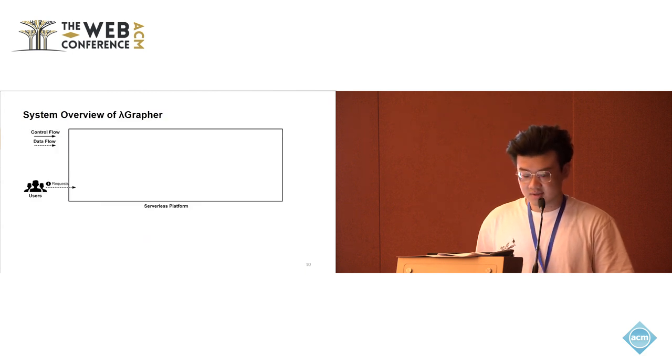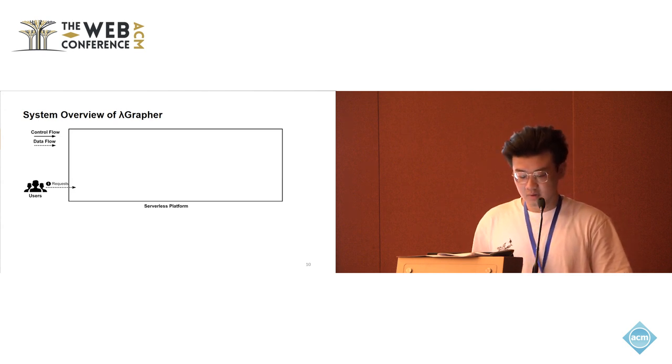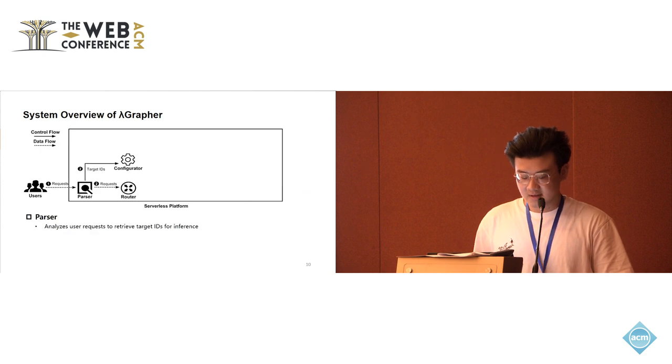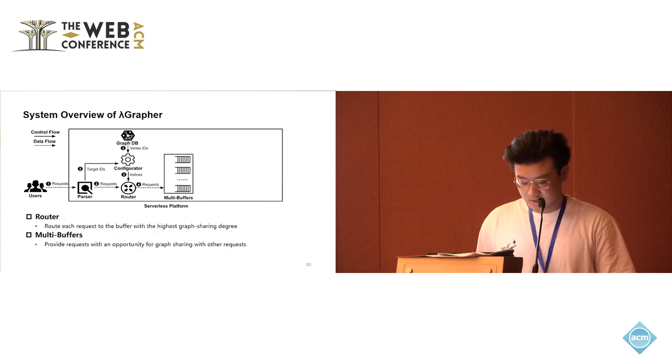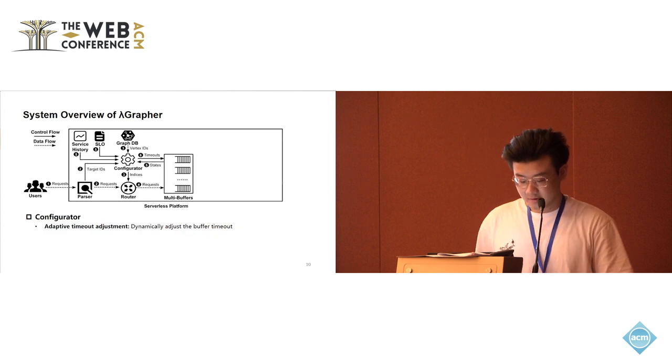To tackle these challenges, we develop a resource-efficient serverless system for GNN serving called λGrapher. When requests arrive, the parser analyzes them for the target IDs. Then, the configurator queries the graph database and generates the data indices. Next, according to the data indices, the router routes the requests to the multi-buffers. The configurator queries the states and the built-in messages to adjust the timeout.